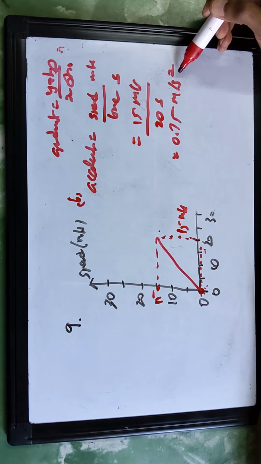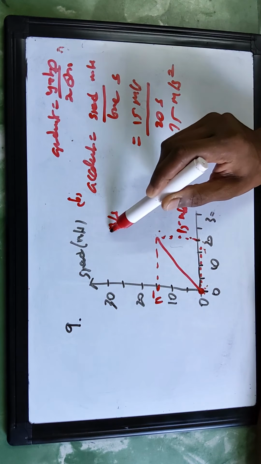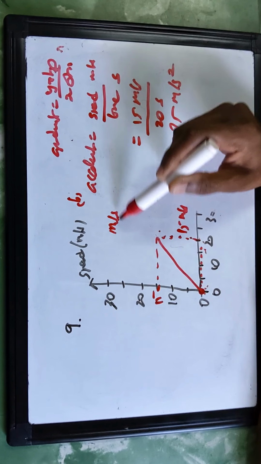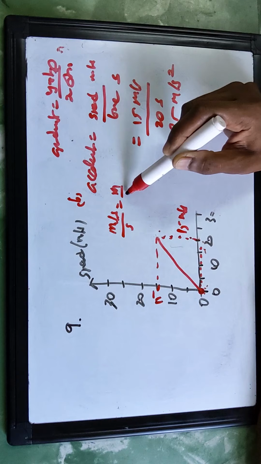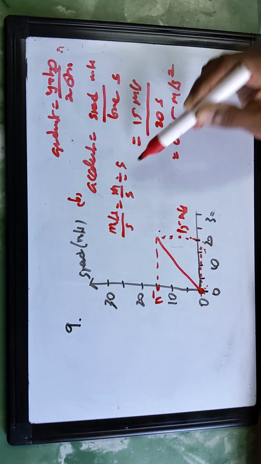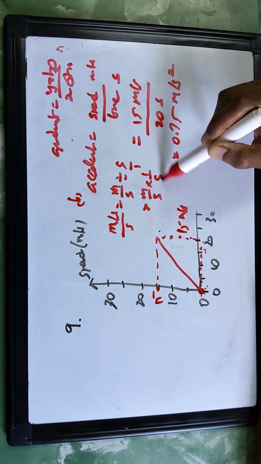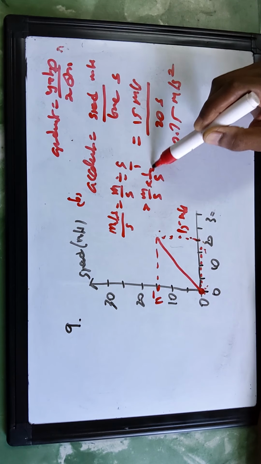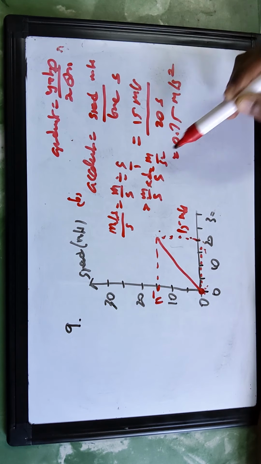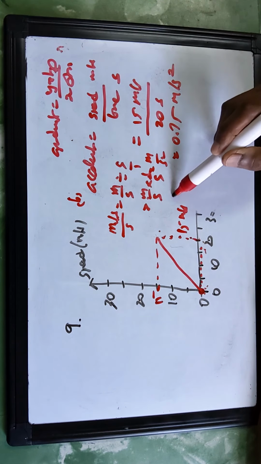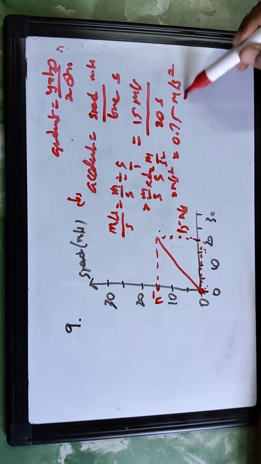Now, why is it meters per second squared? Because you take meters per second here, divided by seconds. I can write it like this: meters per second divided by second, s upon 1. So meters per second times 1 upon s, which gives m times 1 over s times s, so s squared. That's indices. Or else you can write it as meters per second squared. Okay, so that's why it is meters per second squared.